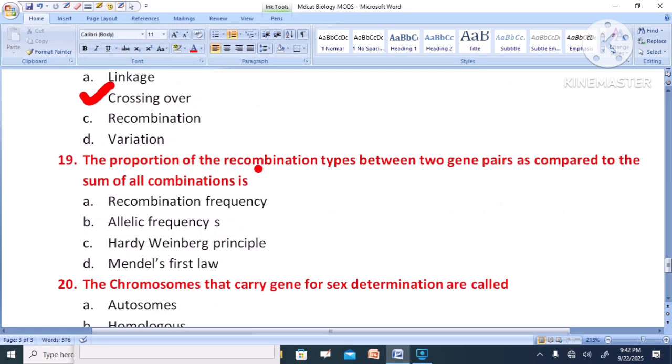The next question is, the proportion of recombination types between two gene pairs compared to the sum of all recombination. The options are option A recombination frequency, option B allelic frequency, option C Hardy-Weinberg principle, option D Mendel's first law. So the right answer is option A, recombination frequency.